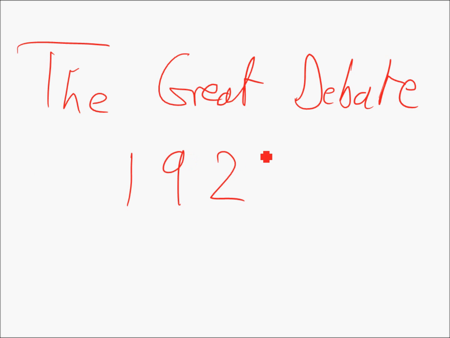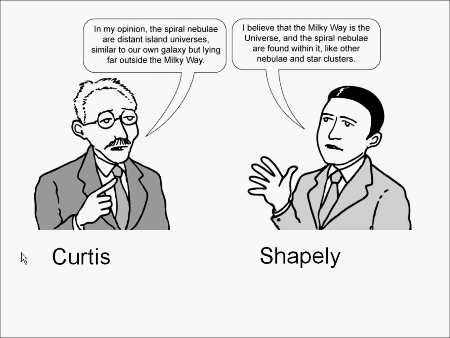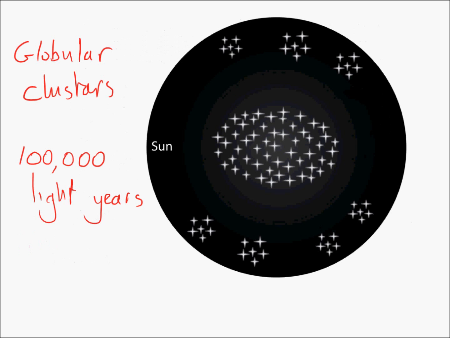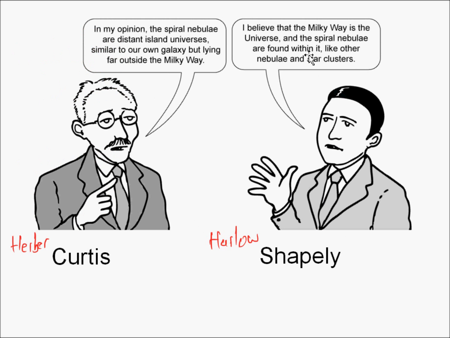It took place in 1920, and there were these two opposing views put to the sword, and Curtis and Shapley were the leading voices of this. So we've got, firstly, Shapley's view. He believed in this image. This sums up quite nicely what Shapley believed, that the Milky Way is the universe, the spiral nebulae are found within it, and these nebulae were other clusters and globules of stars.